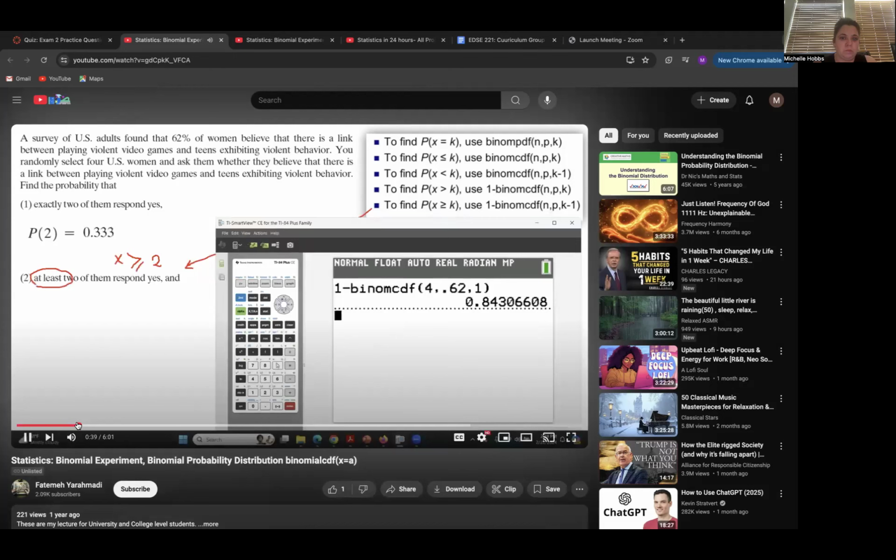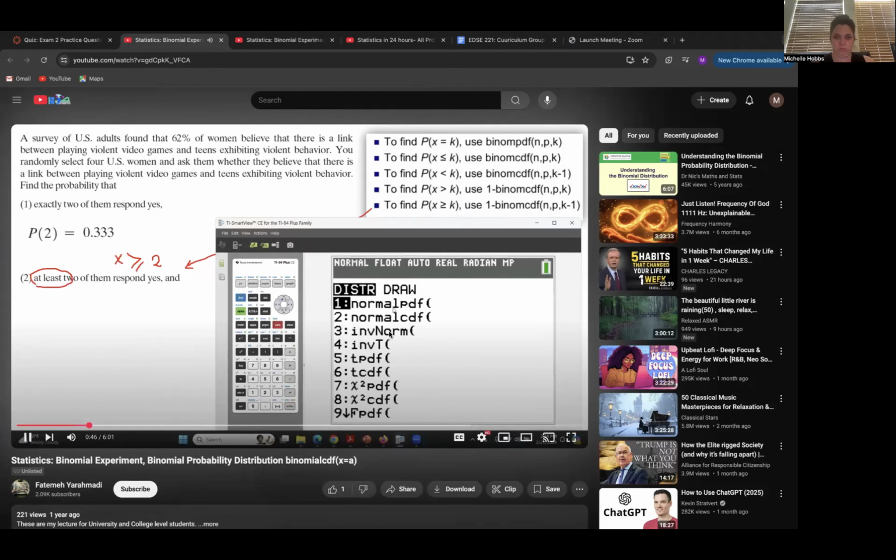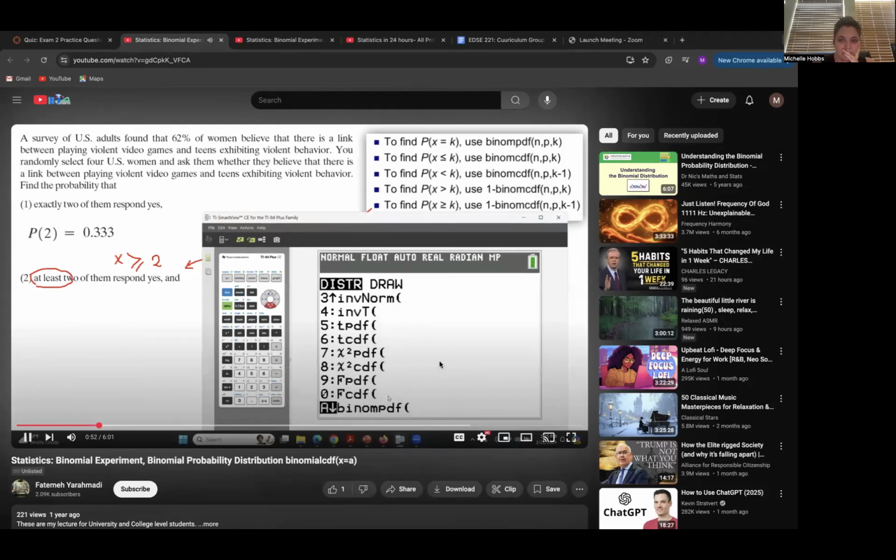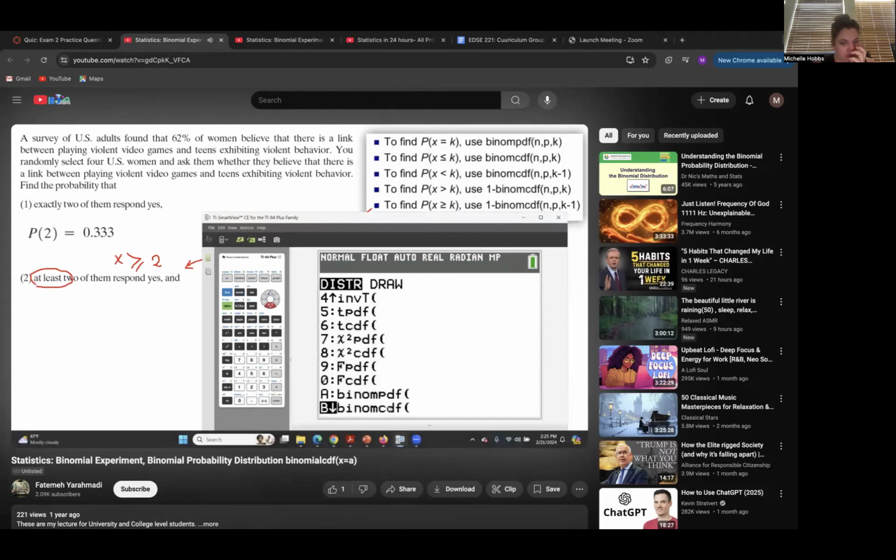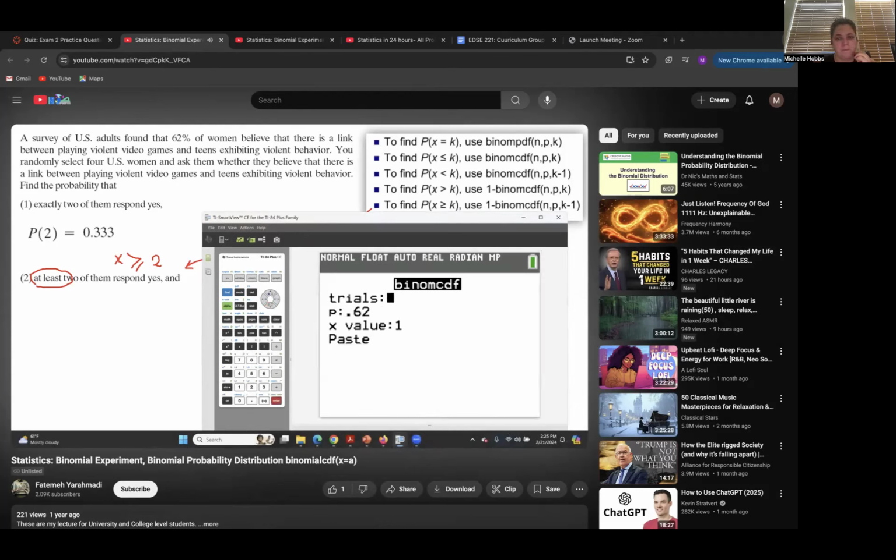Find the probability, hit enter. We type in 1, subtraction, second, vars, and you need to find binomial CDF. I'm not working with binomial PDF. I need to work with binomial CDF. So hit enter. The number of tries, you asked 4 people, right? So it should be 4. P, the probability of success, is 62% or 0.62.